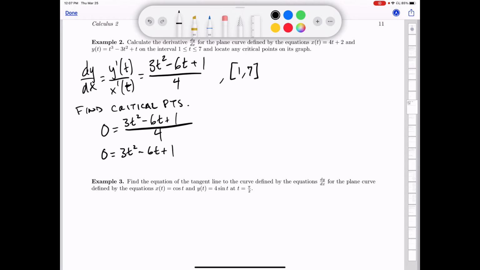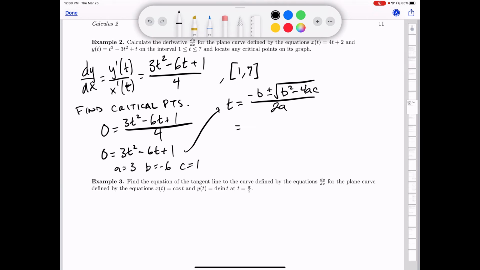So we're going to set that up. We've got t equals negative b plus or minus the square root of b squared minus 4ac all over 2a. Sung to Pop Goes the Weasel, if you like. And a here is 3, b is negative 6, and c is 1. Okay, so now it's a matter of just being careful, putting everything in the right place.